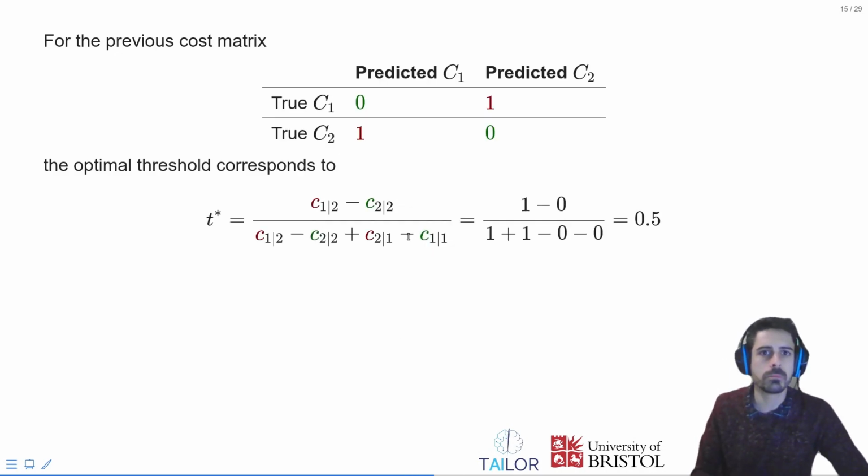Then from this simple cost matrix and applying the equation that I have shown in the previous slide, we can find that the optimal threshold is 0.5, which is the most common scenario in which all the costs are the same in a binary case for both classes. And then when the posterior probability of class 1 is bigger than 0.5 or equal, then the optimal decision is selecting class 1.